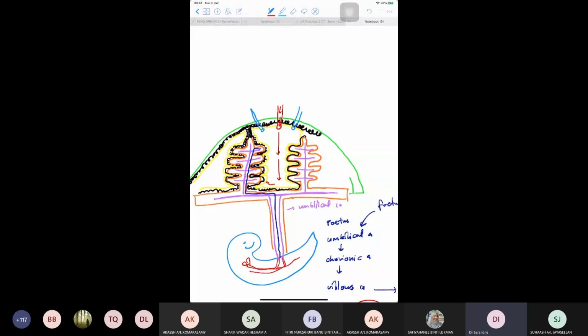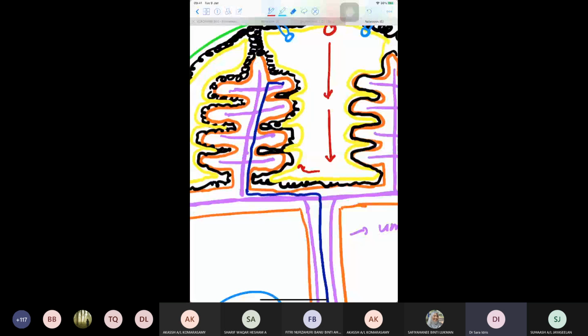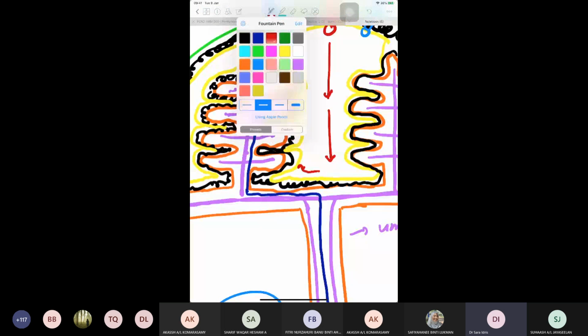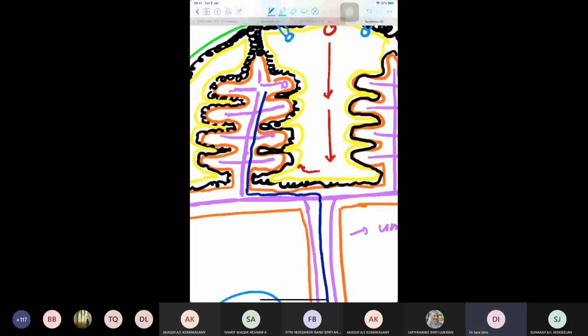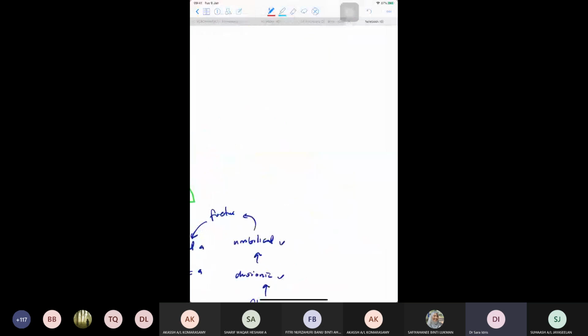Okay, so if I were to draw here, in this region, that is a vessel. Now what we're going to do is cut this bit here and zoom into it. So you have the vessel, you have the villus, and then you have the intervillus spaces. So we're going to draw it over here.